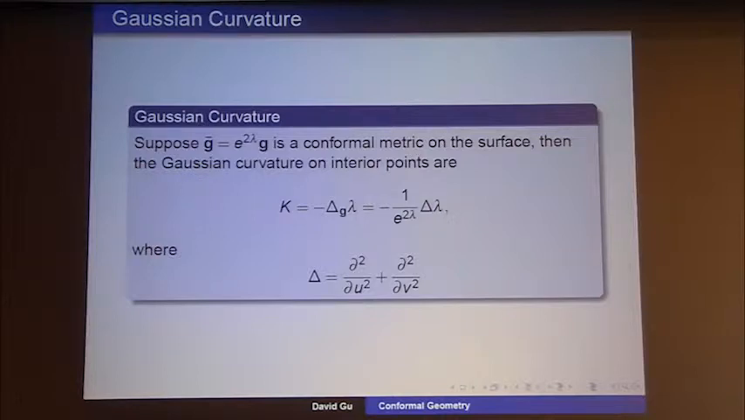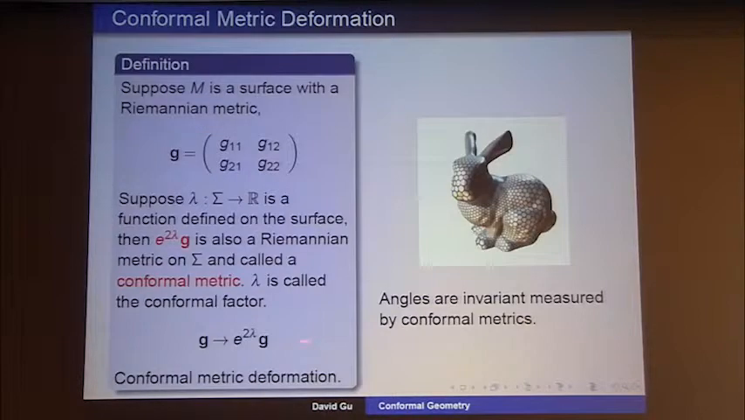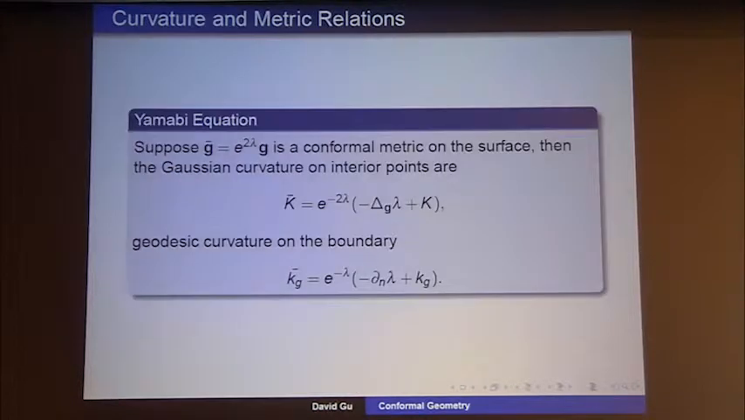Here, there is a conventional Laplace operator on the plane. Then you put this term, and this becomes the Laplace-Beltrami operator on the surface, determined by the Riemannian metric. The λ is the conformal factor, and this gives us the Gaussian curvature. Suppose you deform the Riemannian metric by a conformal factor. This means you conformally deform the shape. Then how will the curvature change? You deform the Riemannian metric this way, then the curvature will change accordingly.